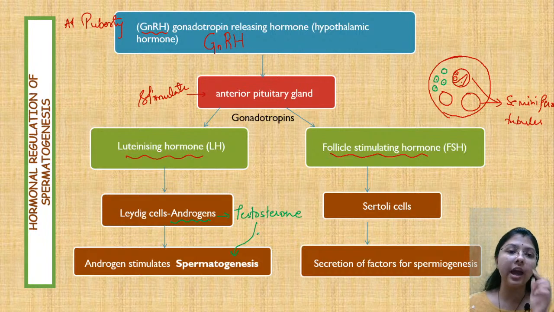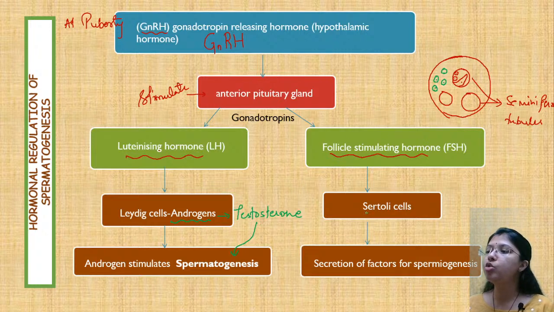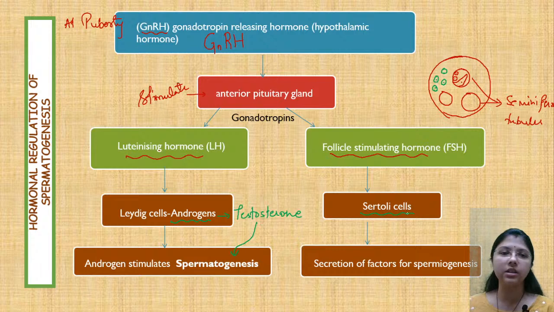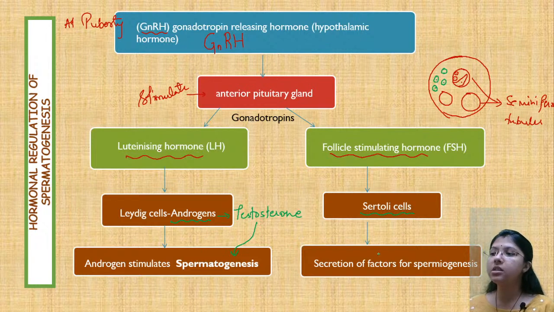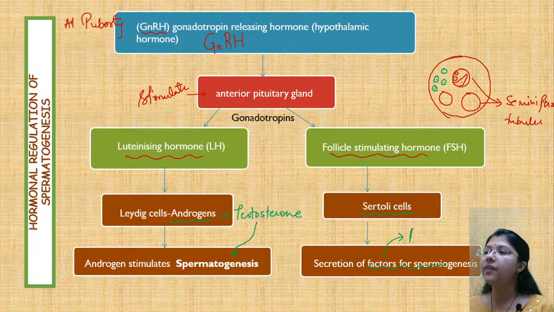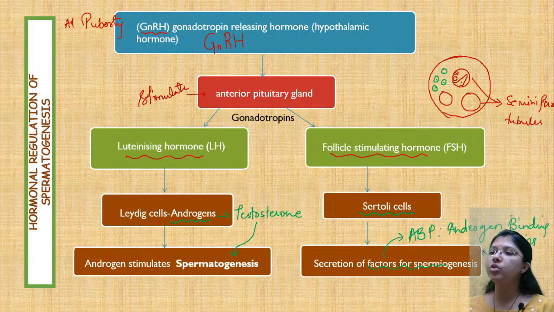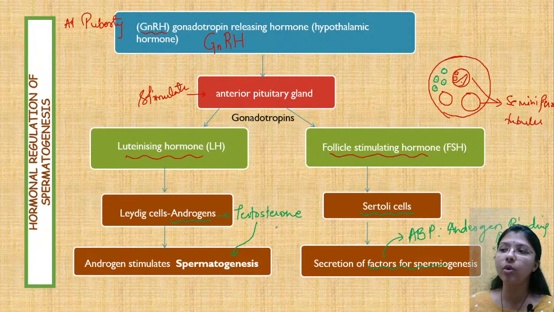FSH जो रिलीज होता है from the anterior pituitary, that FSH is basically going to act on the Sertoli cells. It's going to act on what? Sertoli cells. And once the Sertoli cells are activated, the secretion of the factors for spermiogenesis starts. Now, what are these factors? Basically, ABP. What does ABP stand for? Androgen binding proteins. These androgen binding proteins, what are they going to do? They bind to the androgen hormone, that is testosterone.